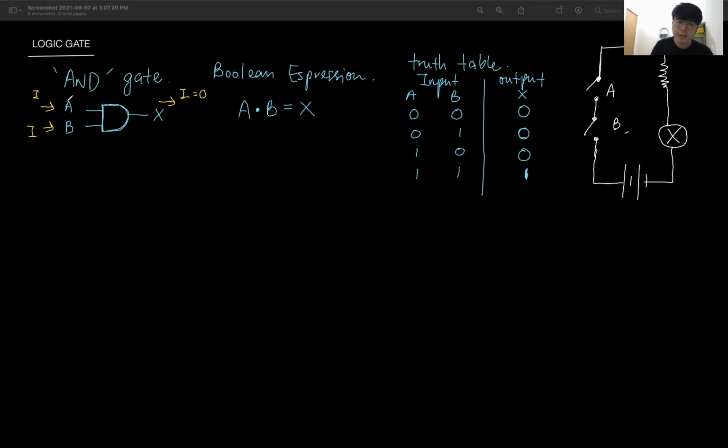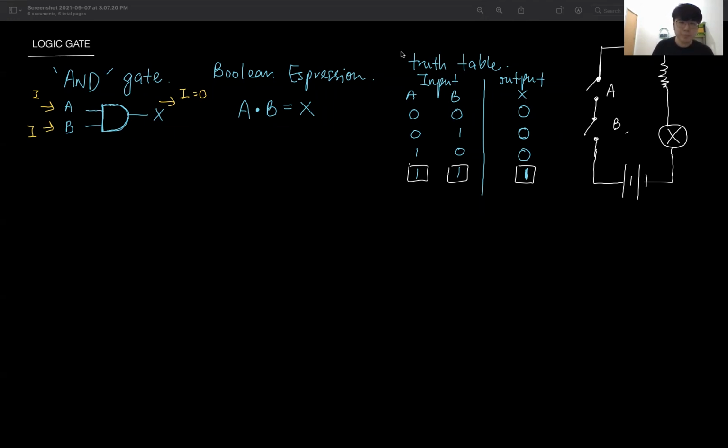So AND gate means both have to be closed, then only the current flows, right? 1, 1, and only 1. So you have to close this, you have to close this, only then will the current be allowed to pass. If you close 1, but the other is not closed, no current flows. So this entire circuit is the AND gate. Remember I said the logic gate inside is a circuit, right? So this is the circuit, just to give you the idea of this.